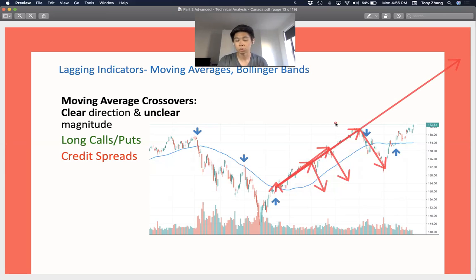And that's the challenge when you're trading options, because when you're trading options, you have to pick an expiration date, you have to pick a strike price. These are all things that you need to know. And moving averages, unfortunately, is not one of those indicators that tell you that. And that's a huge limitation.